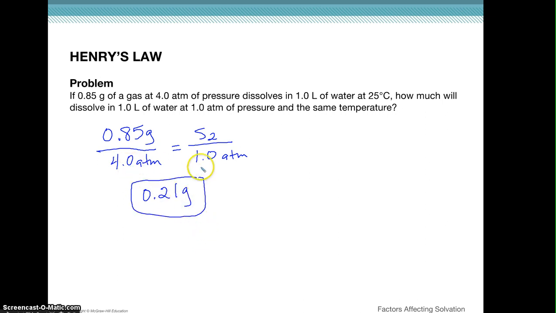Okay, so as you can see, decreasing the pressure decreases the solubility of the gas. And we're going to see a lot of examples of these things in class on Monday. I'm going to show you a bunch of demos and a bunch of examples of solids and liquids dissolving and gases dissolving and how these things all work together.